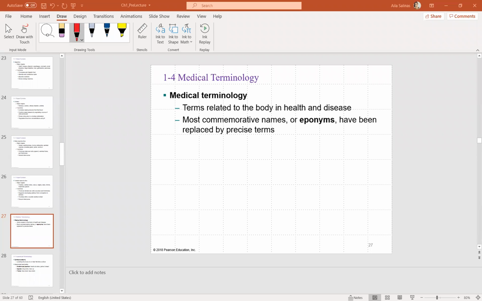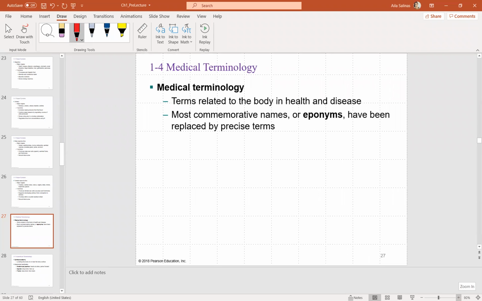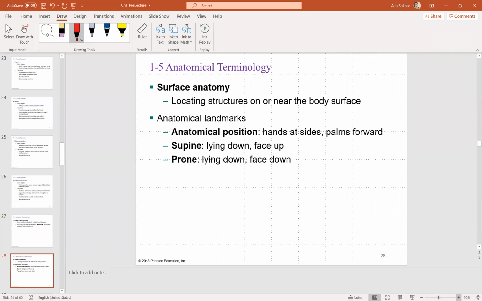So now we are going to start talking about medical terminology. Medical terminology is the language, the terms that are related to the body that we use in the medical field, mainly when these terms are related to health and disease. The most commemorative names, we call them eponyms, and they have been replaced by precise terms.